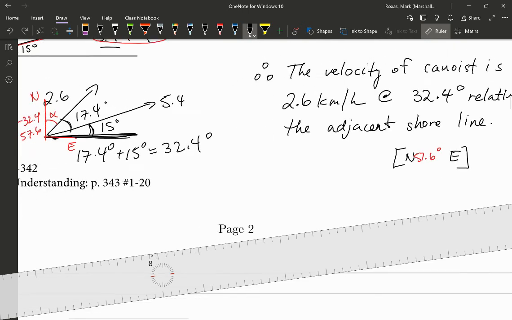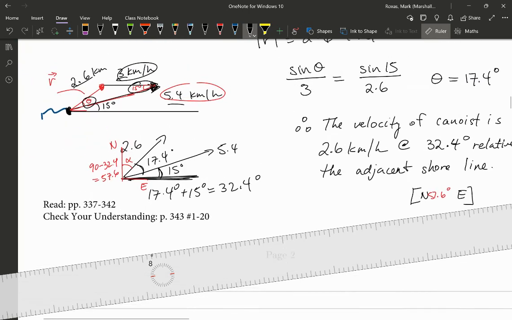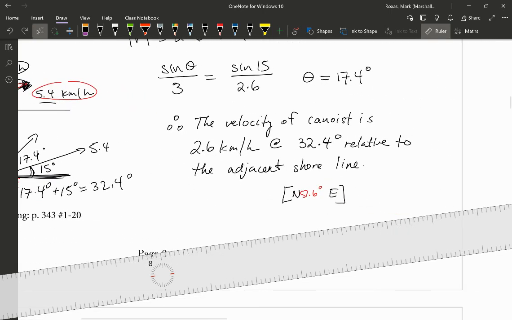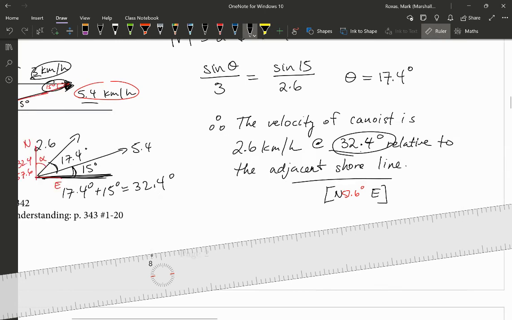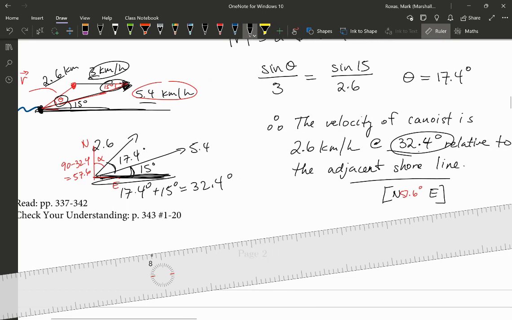But it doesn't make so much sense because we're looking at a top-down view of a canoeist traveling down a river. I'll take the answer if you express it like that, but there are other ways to express the angle, and as long as we specify 32.4 relative to what, it's relative to the adjacent shoreline, and that's this shoreline right here, or this one right here in this diagram.